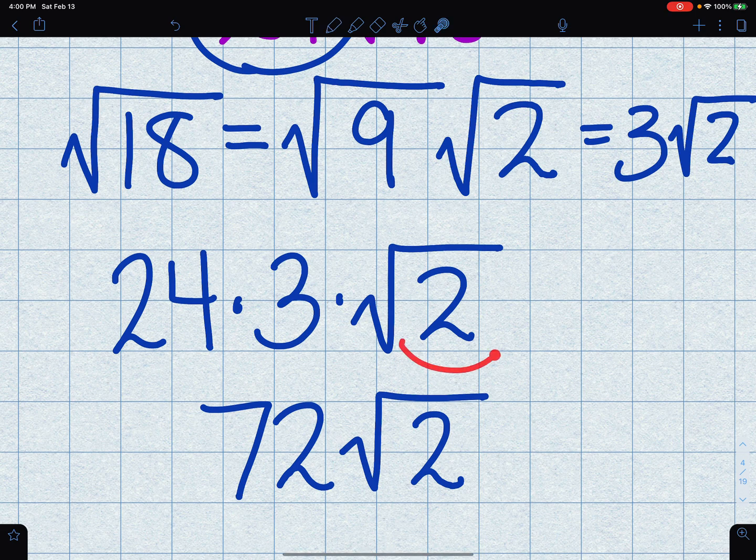Because you kind of want to have the number in here in the lowest possible square root number that it can be. You don't want to leave it as 18 because that can be simplified further.